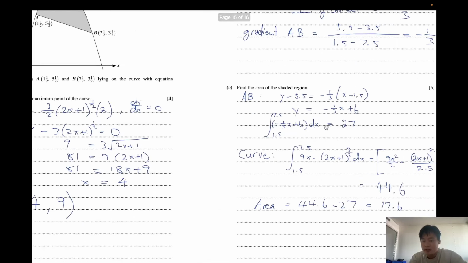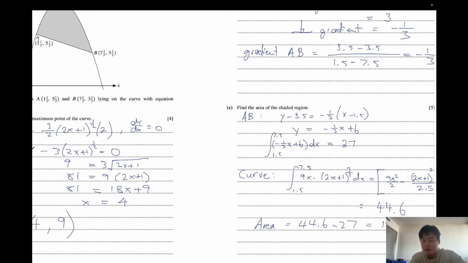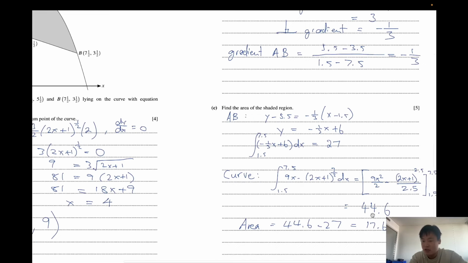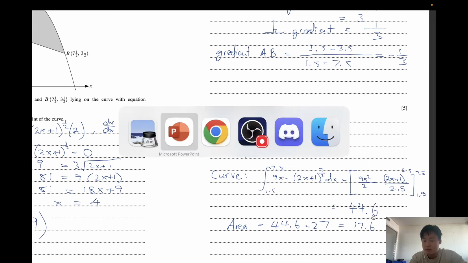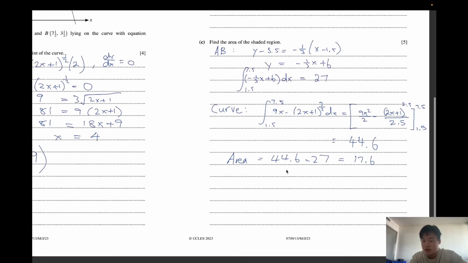Curve area minus the other area for the line AB, the trapezium area, 44.6 minus 27. Of course, it's going to give us the area of the shaded region over here like this.